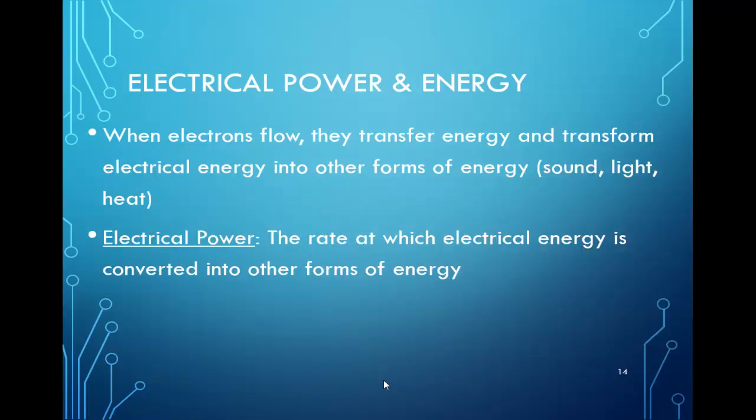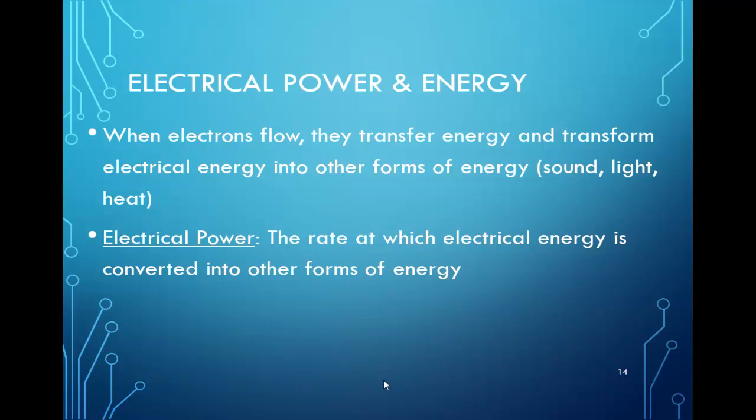When electrons flow, they transfer energy and transform electrical energy into other forms of energy, like sound energy, light energy, and heat energy. So electrical power means electric energy changes to another type of energy when it starts to move.